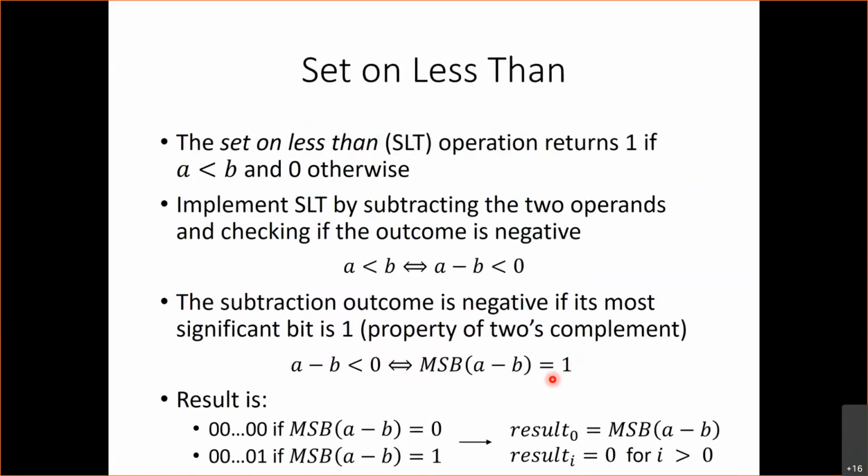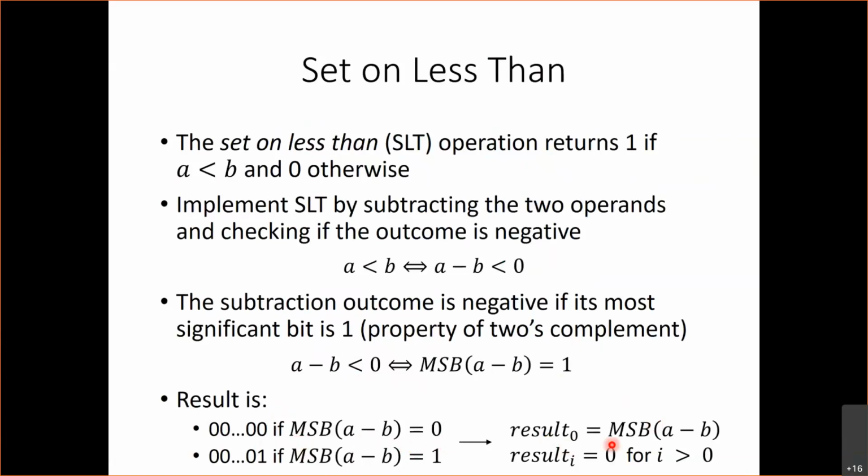So we said that ultimately what we want the result to be 0. In other words, we want all the output bits to be 0 if the subtraction is positive, in other words, the most significant bit of A minus B is 0, and we want the output to be 1. So all the bits are 0, but then the least significant bit is going to be 1 if the most significant bit of the subtraction is 1. So in other words, our least significant bit is going to be equal to the most significant bit of the result of the subtraction, and all the other bits are going to be 0.